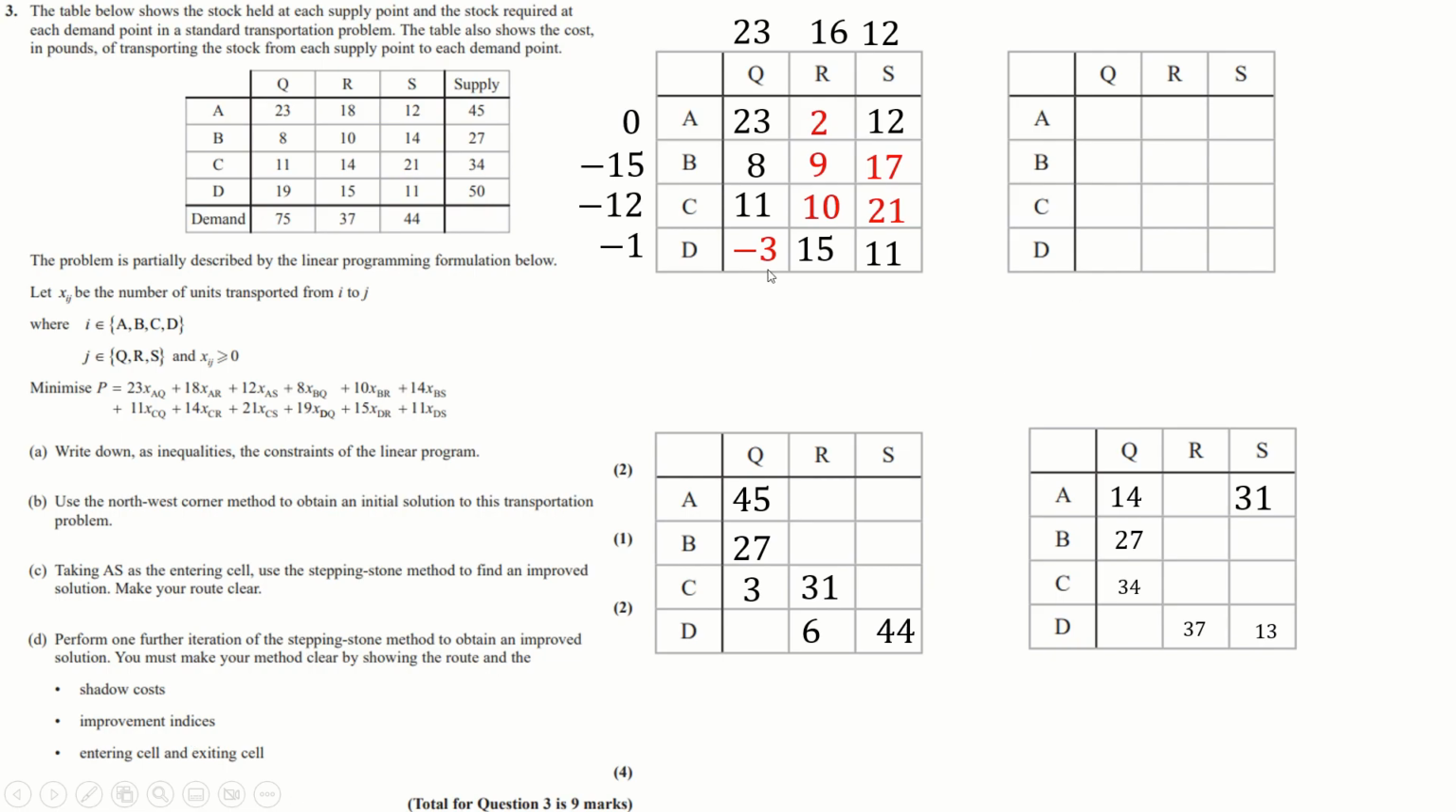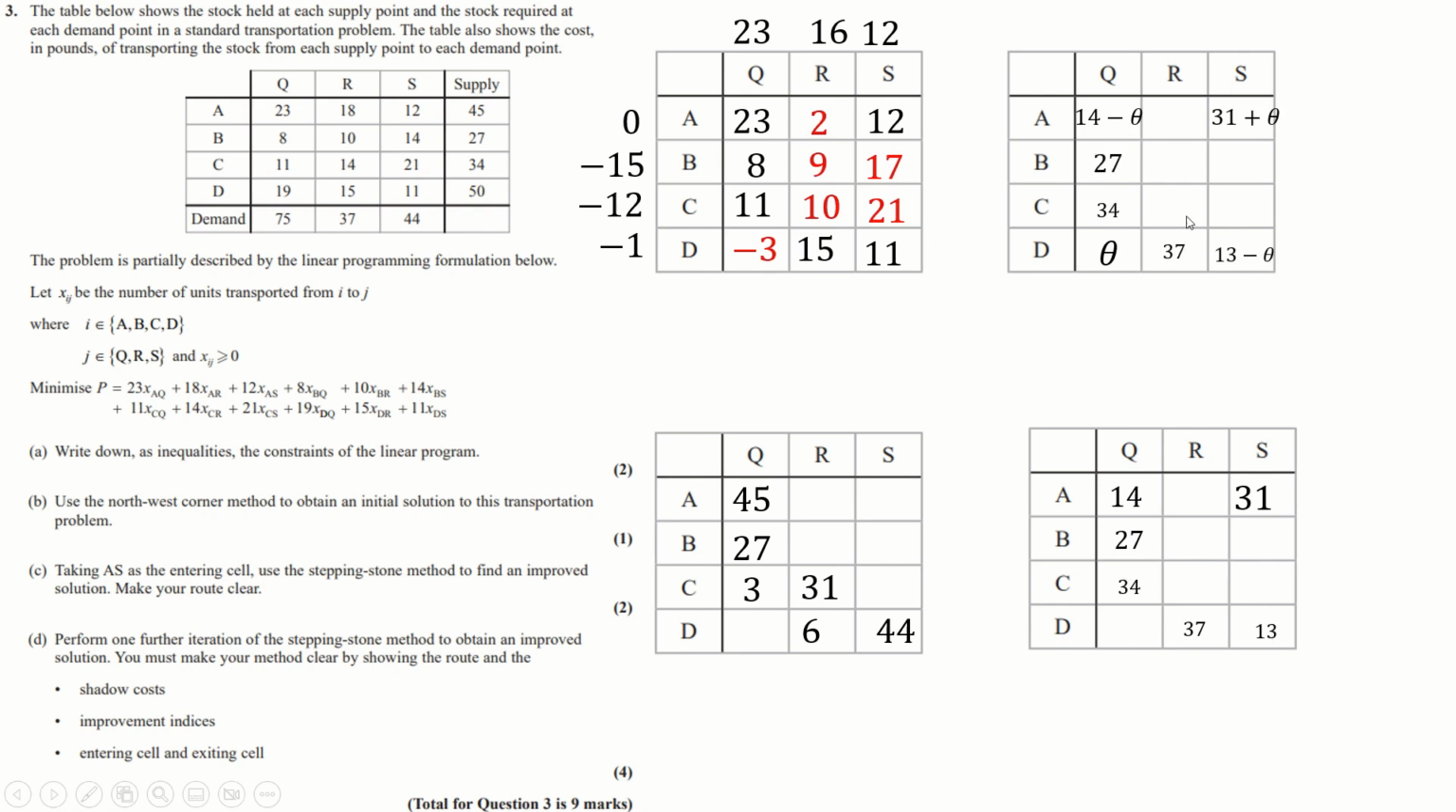The entering cell needs to be DQ. We'll call that theta. We'll balance this out using a bunch of thetas. So, for example, neither of these can be a minus theta because then there's nothing to balance their respective rows with. So that's going to have to be the minus theta. That's going to have to be a plus theta. That's going to have to be a minus theta. And then everything else just stays the same.